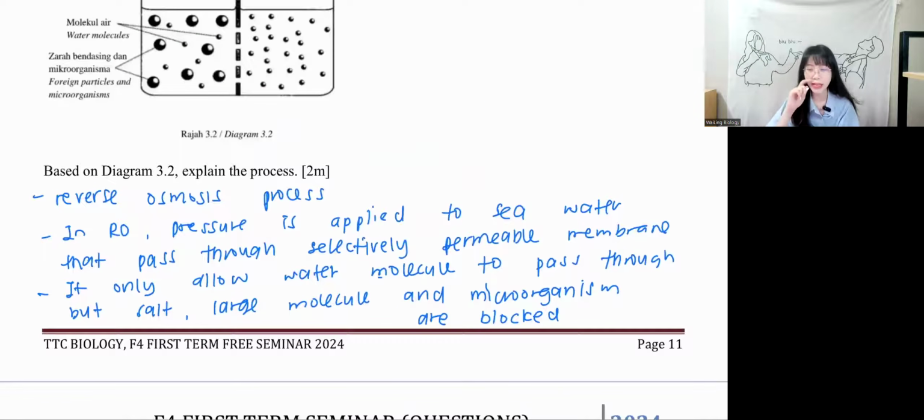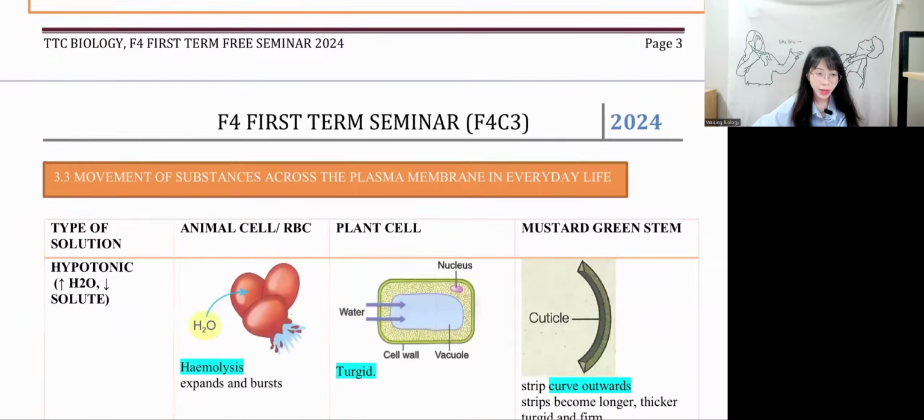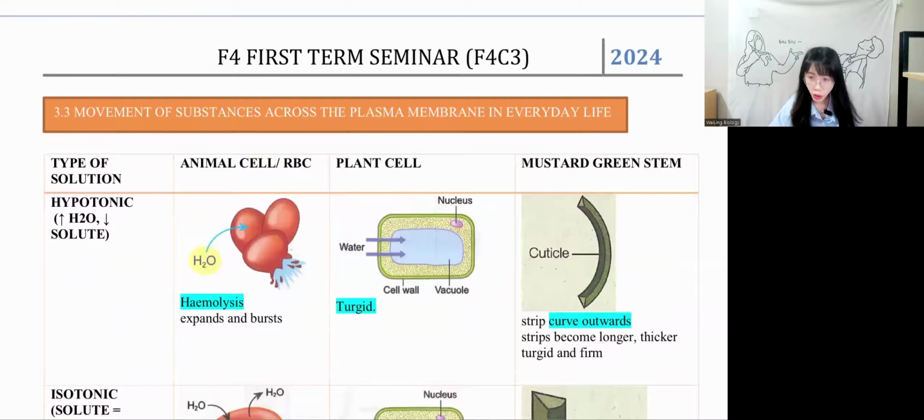Okay, so you're okay with passive and active transport, right? We're going to do the last part. The last part is the most important part that you apply to 3.3 and 3.4. Okay, flip back to your notes, guys. Okay, we're going to do the last part. This is 3.3. We can also use it in 3.4. It's the movement of substances across the plasma membrane in daily life.